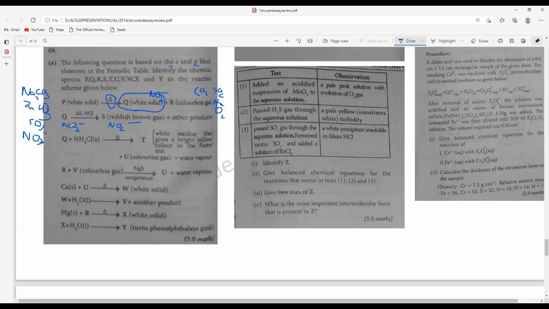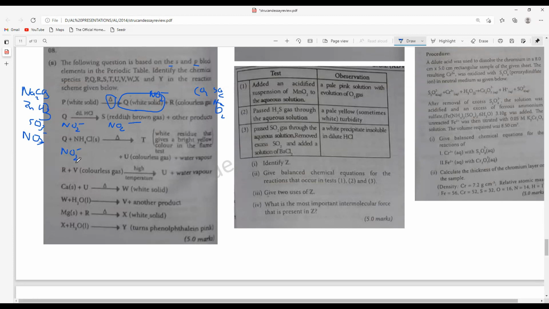Why is this NO2 minus? Because when you add diluted HCl, there are some anions that give you these colors. For example, we discussed carbonates, bicarbonates, nitrites, sulfides. So reddish brown is obtained from nitrite, and there are some other products. So we have Q, which is this white solid, and we now know it should have NO2 minus.